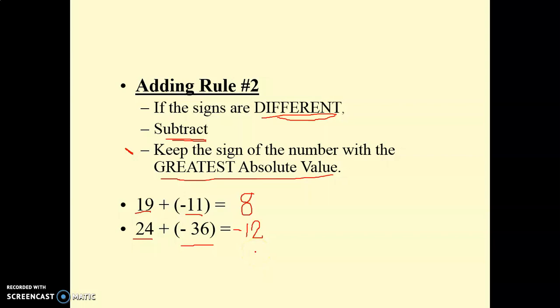Okay? Can you follow? So the second rule in adding integers is that if they have different signs, you're just going to subtract, and then you're going to copy or keep the sign of the number with the greatest absolute value. So those are the rules in adding integers. Okay?